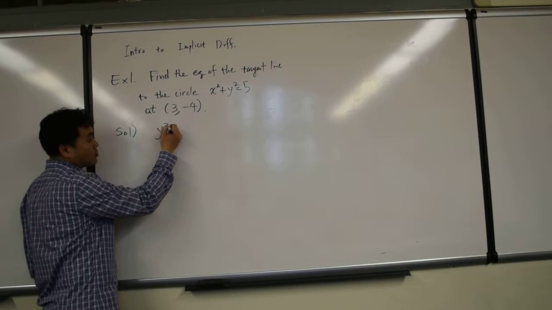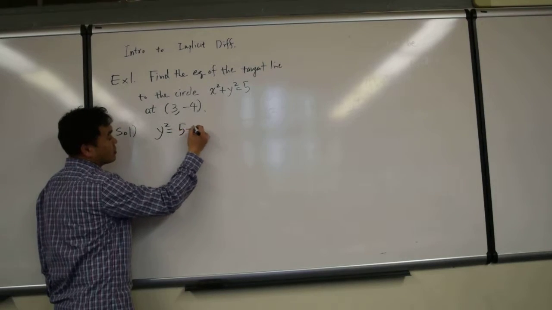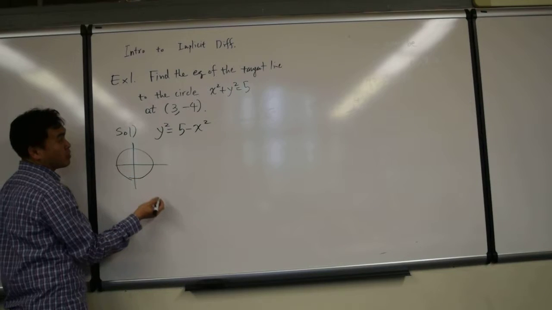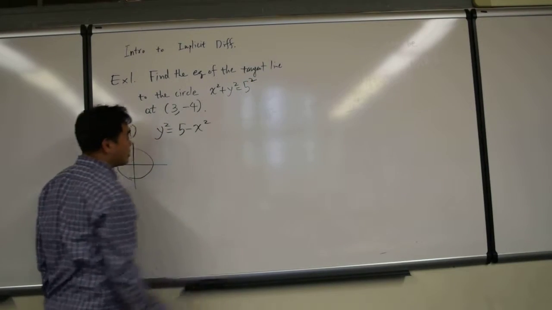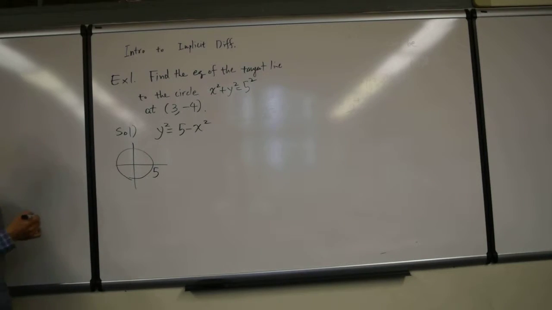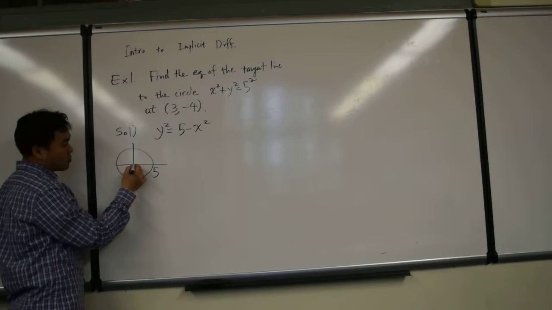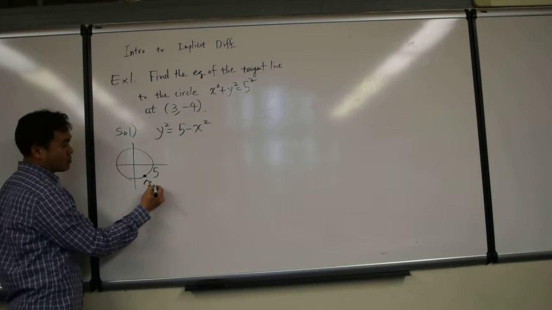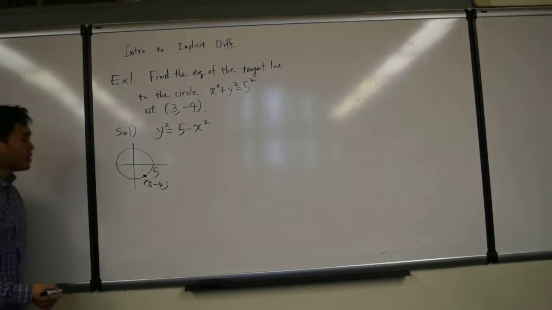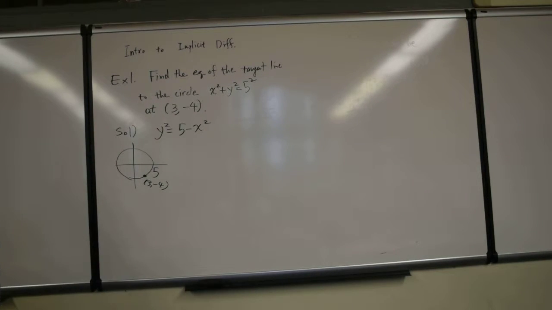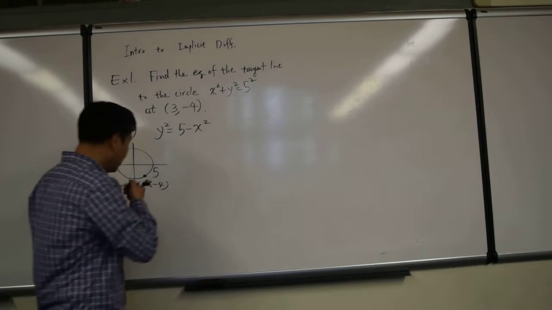you solve for y squared. Here's a radius 5 squared. Oh, I meant 5 squared. Okay. Radius 5 circle. And (3, -4) is where? (3, -4), it's over here. This is (3, -4). And we're trying to find the tangent line at this point.